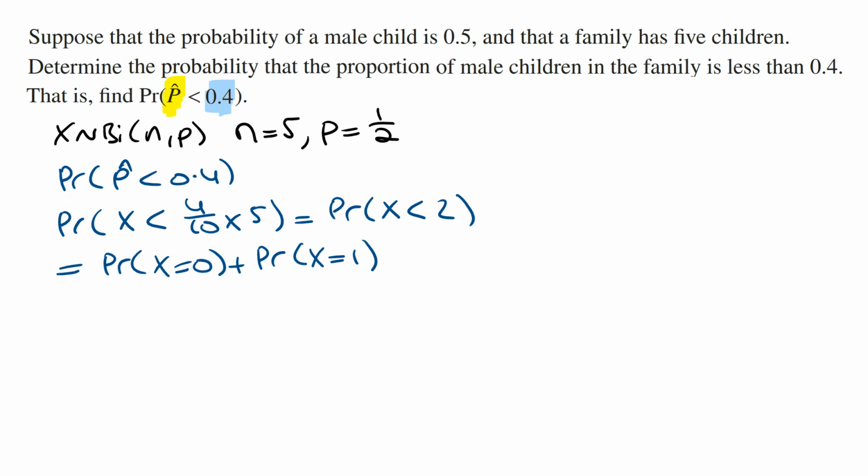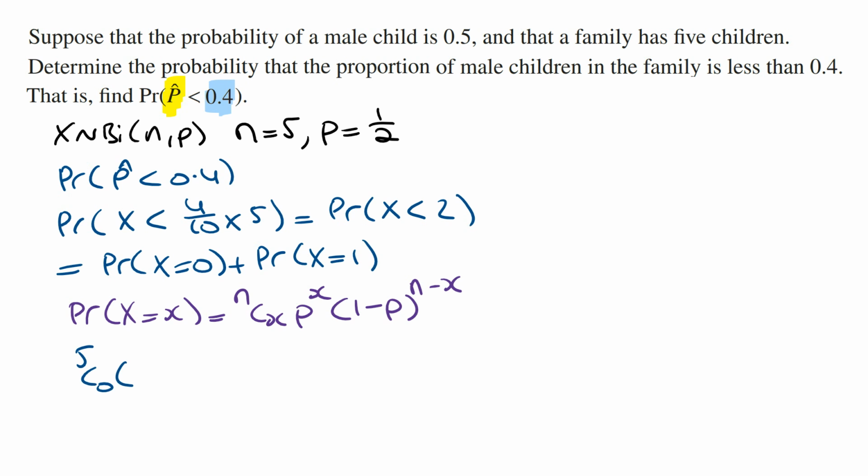From here, we need to use the binomial distribution formula to work this out. And that is the probability that x is equal to small x is equal to nCx times p to the power of x times 1 minus p to the power of n minus x. And so the probability that x is equal to 0 is going to be 5C0 times p to the power of 0, which is 1/2 to the power of 0, and then times 1 minus p, which is 1/2 to the power of 5. And then plus the probability that x is equal to 1 is going to be 5C1 times 1/2 to the power of 1 times 1/2 to the power of 4.